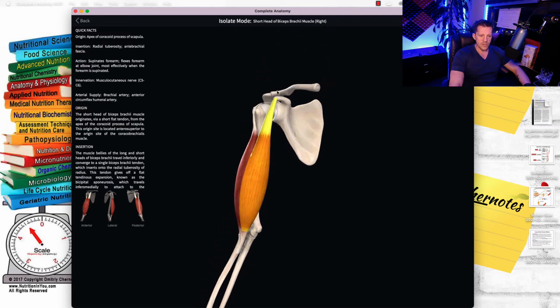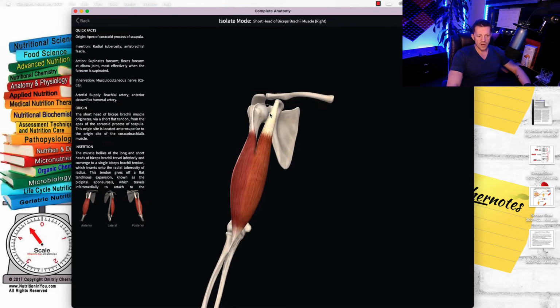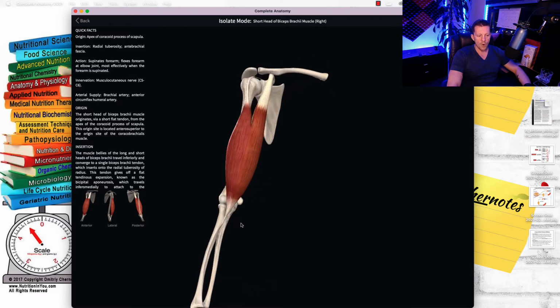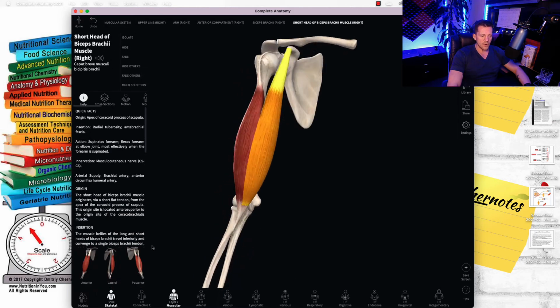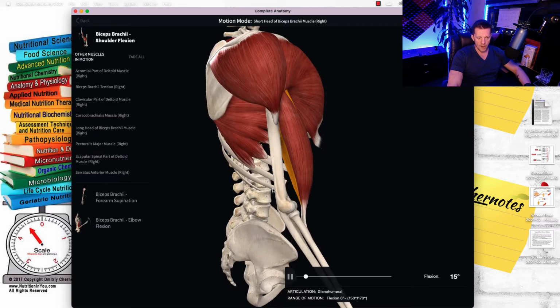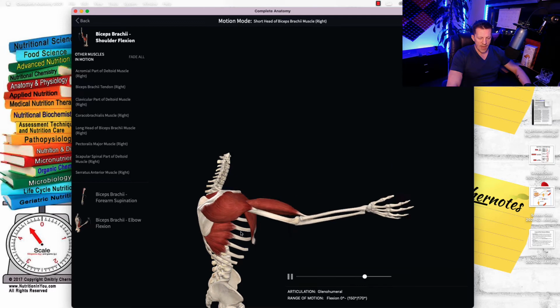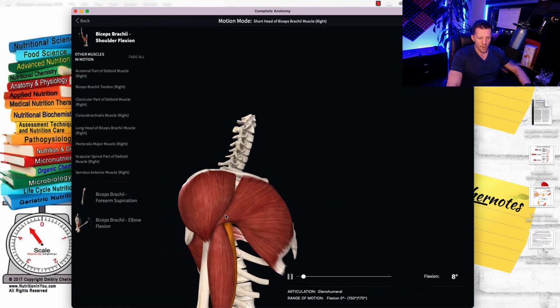So remember, insertion and origin. The origin is the less movable part of a muscle structure, and the insertion is the more movable part. If I create a motion of this muscle together with its structure, you can see how the other muscles work together.